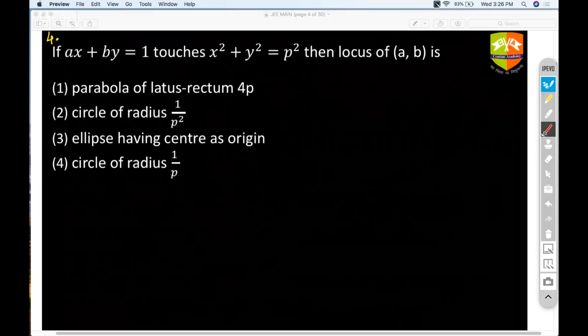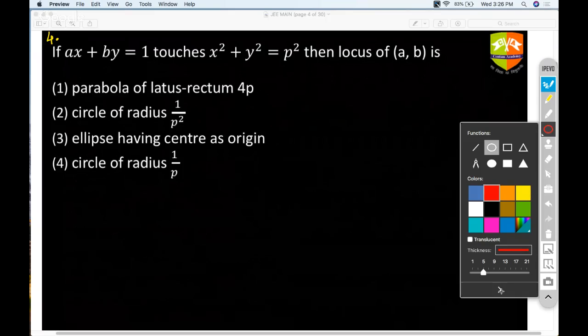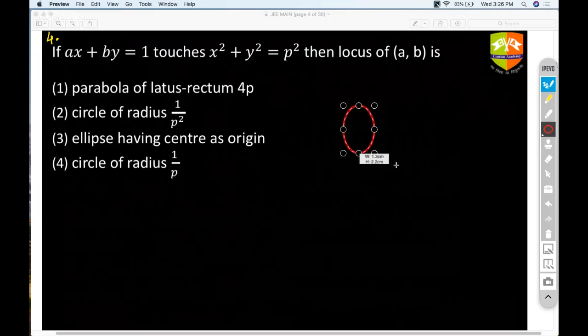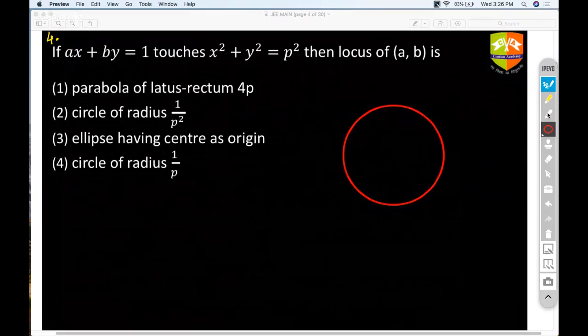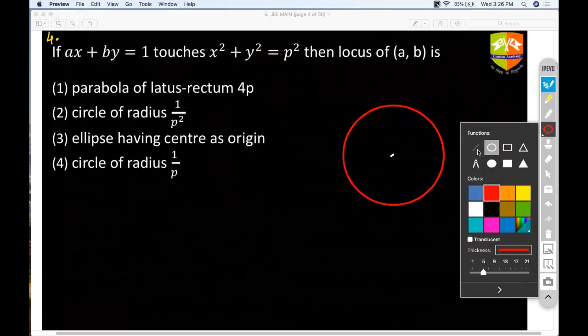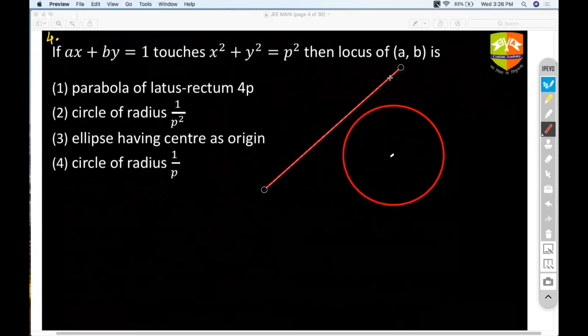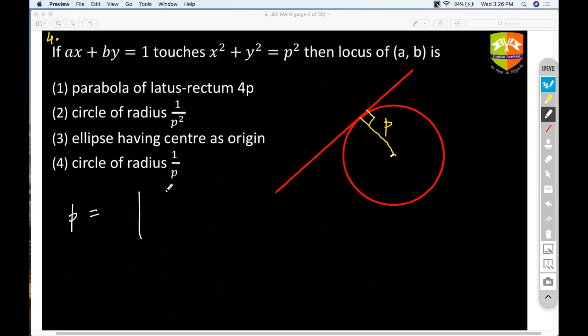I need one more response before I start solving this. Basically, it's a case where there is a circle of radius p units having a center at the origin, and there is a tangent ax plus by equal to 1, which touches the circle. So it's very obvious that the distance of the center from this tangent should be equal to p units. The distance of the center from the tangent is going to be mod of 1 by under root of a square plus b square, and that should be equal to p. That means a square plus b square is 1 by p square.